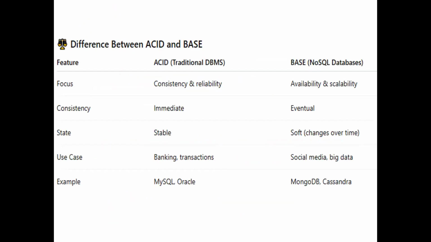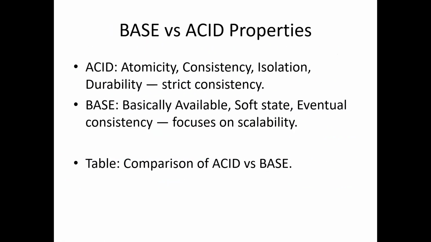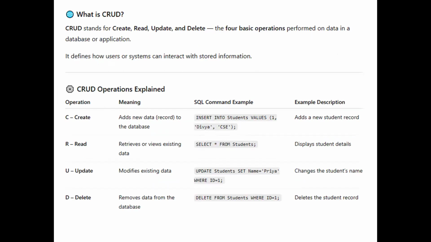Now, this is the difference between ACID and BASE that I have written. ACID focuses on consistency and reliability, whereas BASE mainly focuses on availability and scalability. In ACID, consistency is immediate; here it is eventual. The state will be stable here; here it will be soft. The use case here is banking; here it is social media. Examples of ACID databases are MySQL and Oracle, and for BASE, MongoDB and Cassandra. So that's the BASE versus ACID comparison: atomicity, consistency, isolation, durability versus basically available, soft state, eventually consistent.